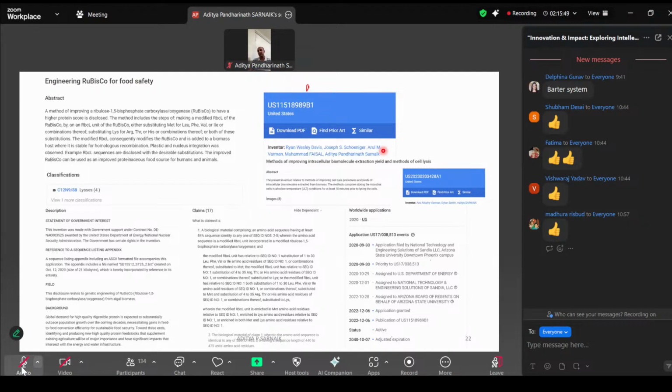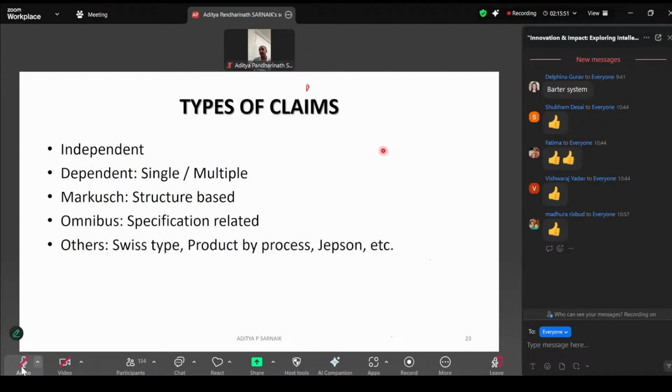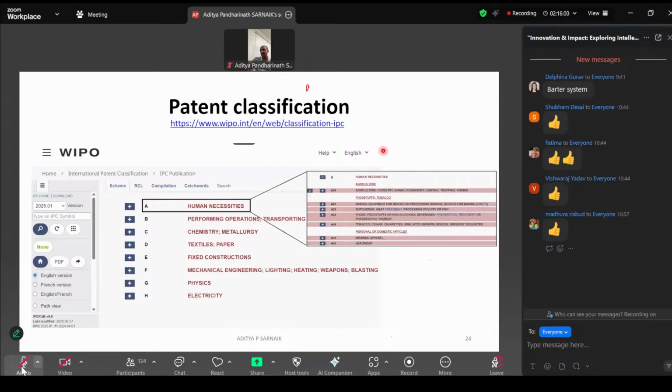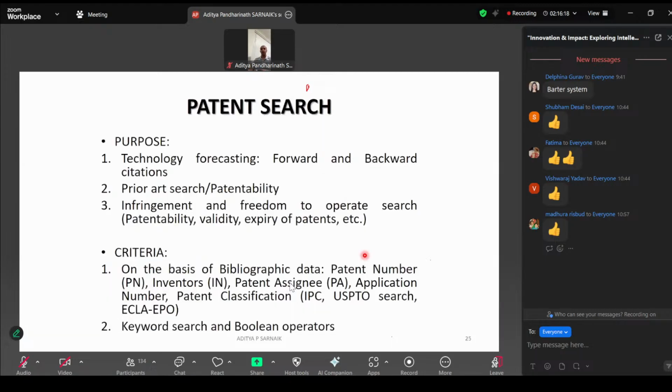And there are different types of claims. Let's not get into that discussion. And there is patent classification. So I think Lingaraj, you asked me about how to find out different types of claims. Whenever you see a patent, you can see this particular type of classification, which is under WIPO. There are 8 different classes of patent, and you can actually have subclasses of that. So this is how the patent classification works. And there are different ways in which you can search for different types of patents.